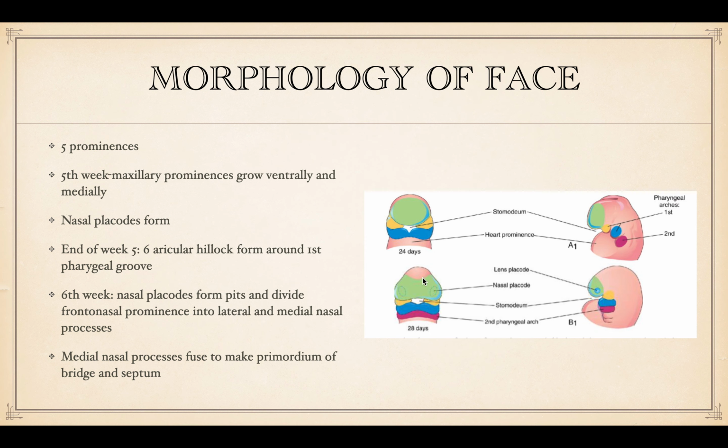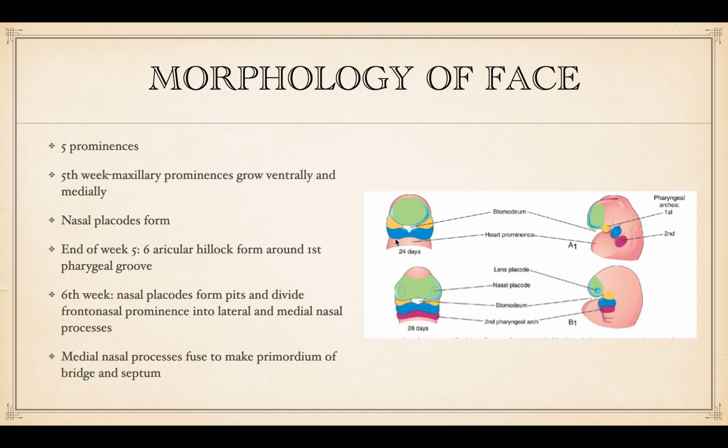And then by the 6th week, the nasal placodes will form the pits, and then divide the frontal nasal prominence into the lateral and the medial nasal processes. And then the medial nasal processes will fuse to make the primordium of the bridge and septum. So as we can see, problems within week 5 to 6.5 are going to cause problems with fusion, and these will make the facial abnormalities.